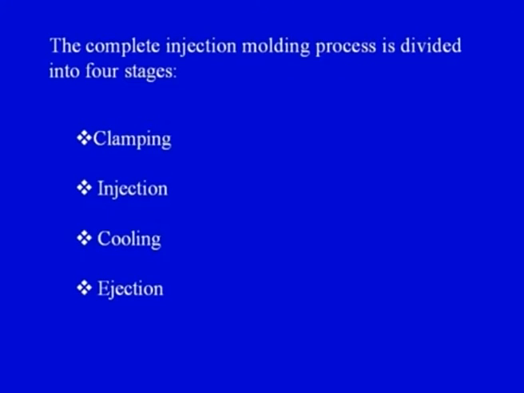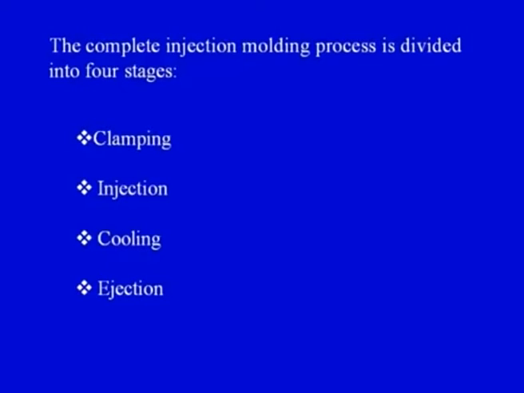Now the complete injection molding process can be divided into 4 stages. Now as we have already tried to understand, let us break the total cycle into its constituent or independent stages. First stage is the clamping. The clamping means that the two halves of the mold, which are in the beginning separate, will close down or would be clamped. Why would they be clamped?